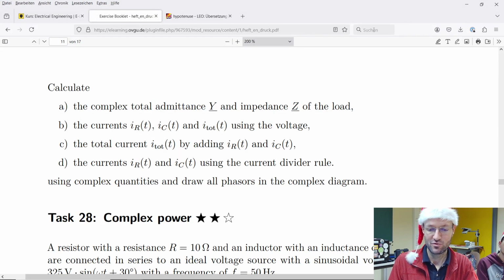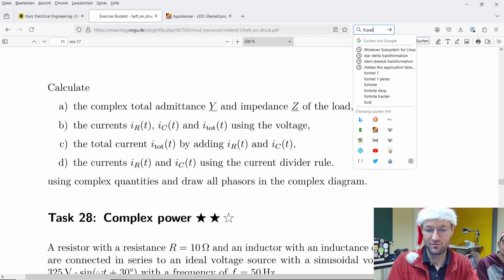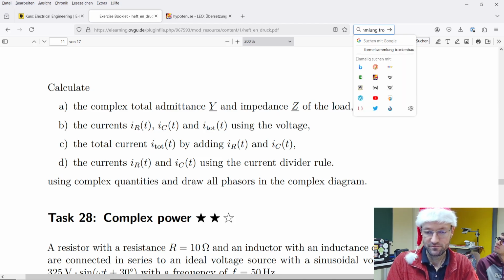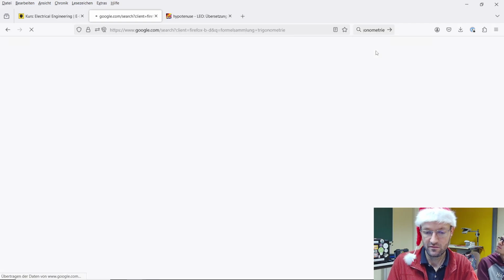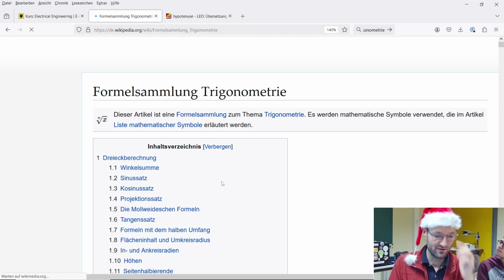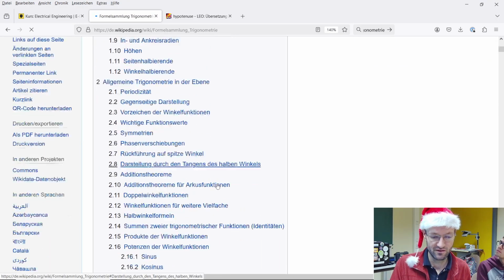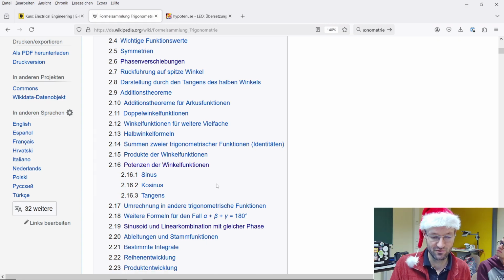And so I will shortly check my browser and search for Formelsammlung Trigonometrie, and then there should be a nice Wikipedia page. And so there is, it's a German one, but we can also try to find an English one.